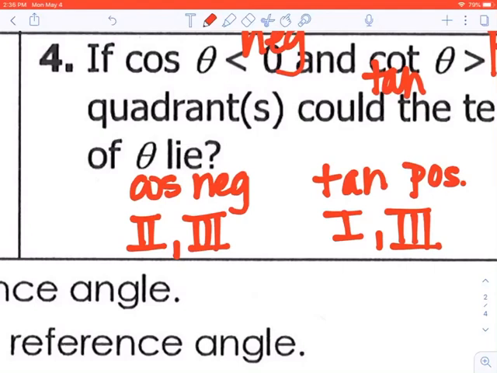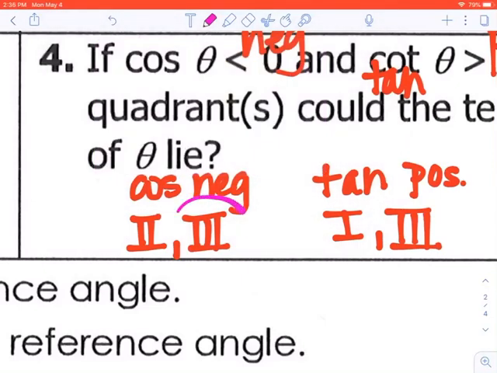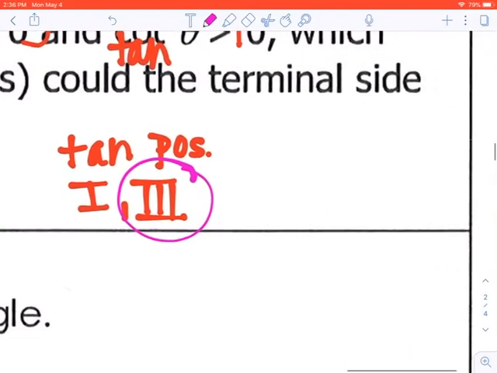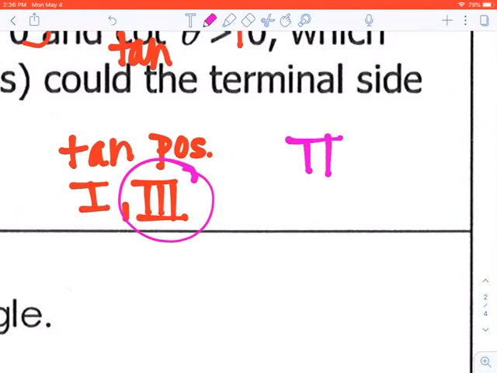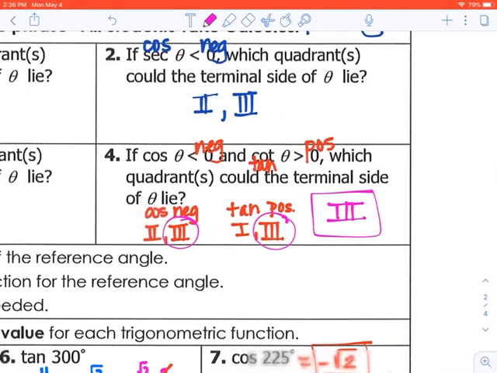So what we want to know is, where is the cosine negative and where is the tangent positive? Okay, has to satisfy both. Well, you can see here that the overlap is 3. So cosine is negative in 3 and the tangent is positive in 3. So that is where your angle is going to be, quadrant 3. And we are done. Good job.